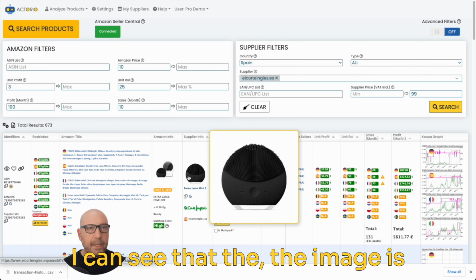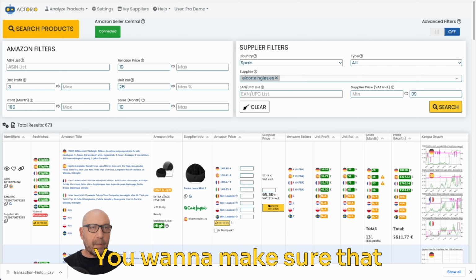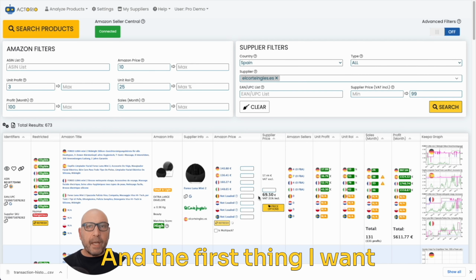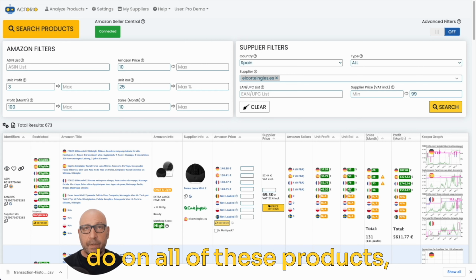Okay, so I see that the product on Amazon and the product on the supplier are similar enough. I can see that the image is different, but I can see really that it is the same product. And here it's just your call. You want to make sure that it's the same product. And the first thing I want to take a look at is that I have a healthy ROI, which I do on all of these products.